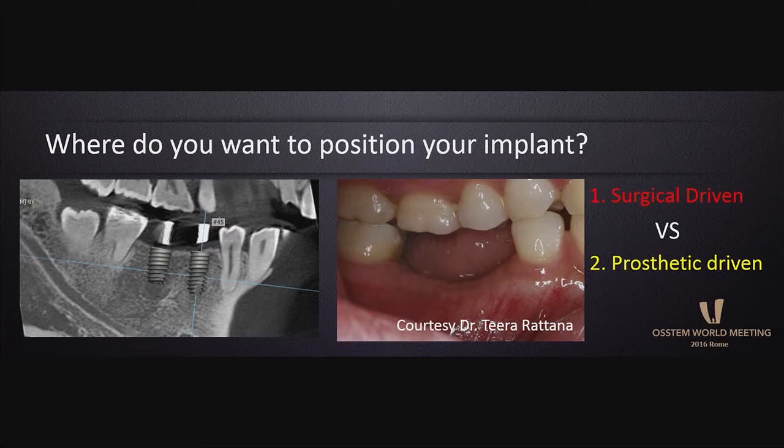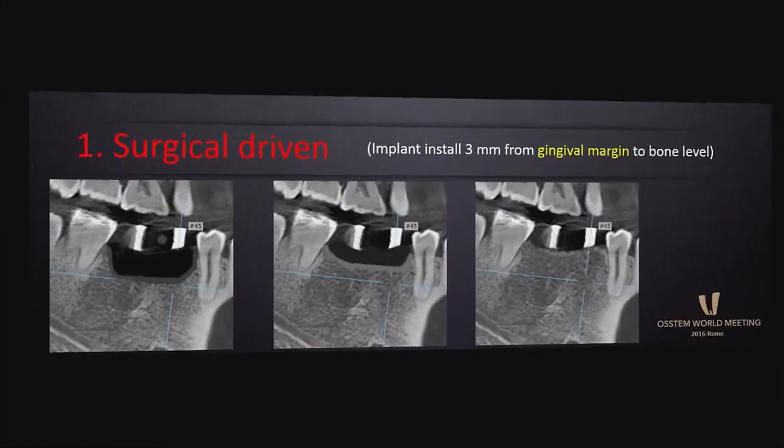The next case is from Dr. Tira. He is one of my students in the Ostem AIC basic course training in Thailand. He presents a case with 2 missing teeth. He has doubt about where the apical-coronal position of the implant is going to be. We have 2 options. Option 1, we place the implant by the surgical driven method, and the second is by the prosthetic driven method, or top-down implant planning.